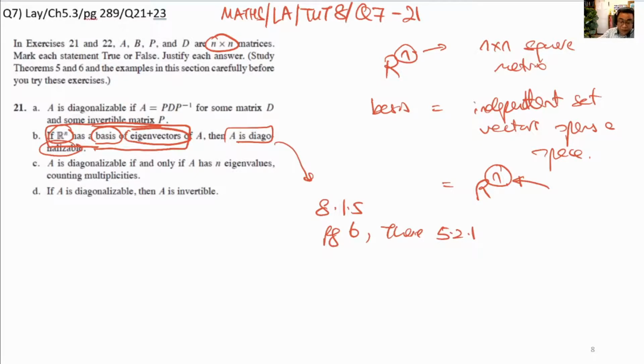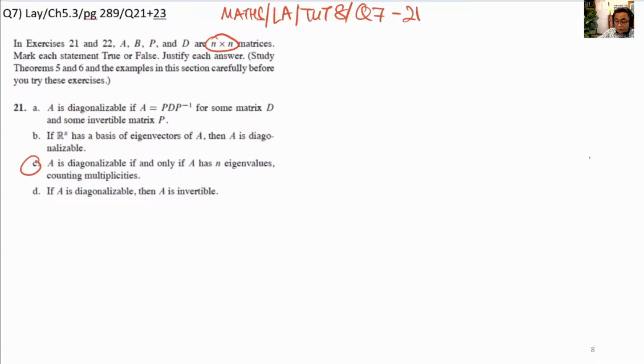Alright, now we'll turn our attention to the next part, 21c. In 21c, we are given that A is diagonalizable, and the condition, whether it's true or not, is if and only if A has n eigenvalues, counting multiplicities. In this case, the answer is false. What it needs is to have n independent eigenvectors. It does not. In fact, you will always have n eigenvalues.